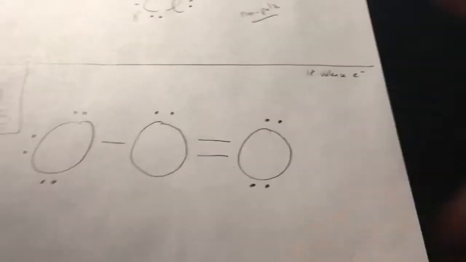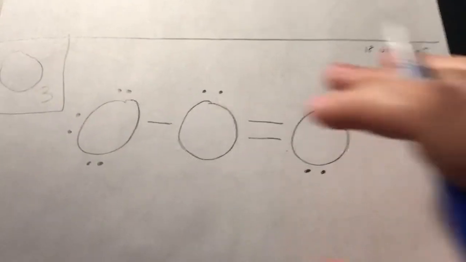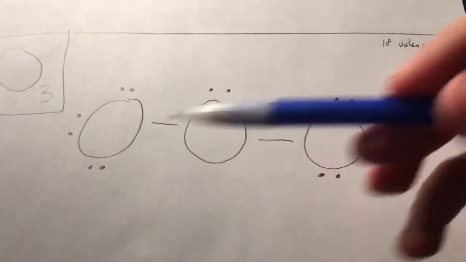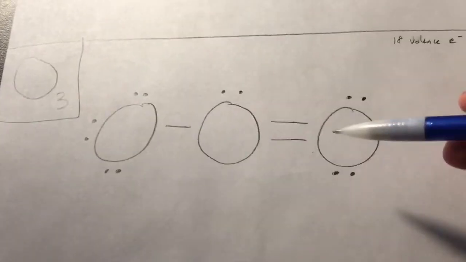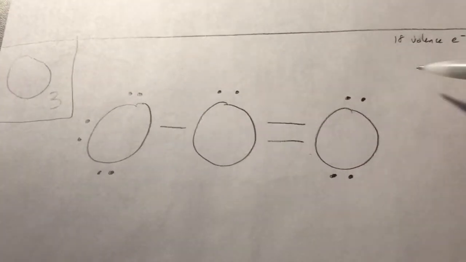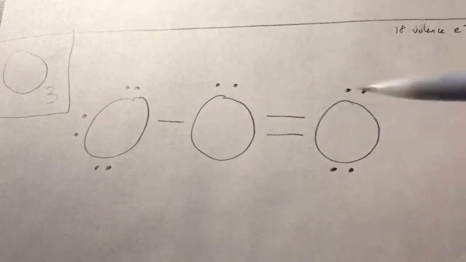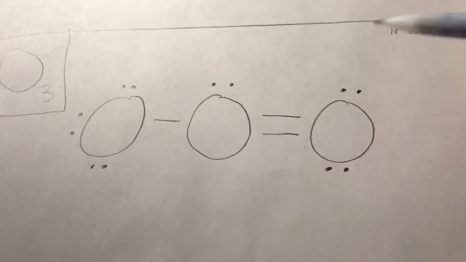And moving on to our last one of the day, ozone, or O3. O3 has 18 valence electrons due to each oxygen having 6, so it's 6 times 3, which is 18.